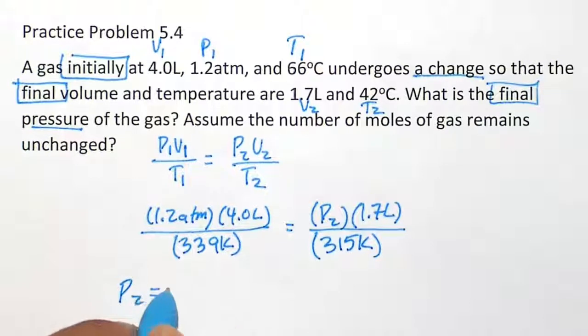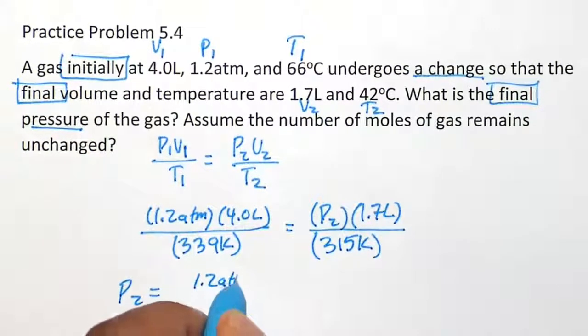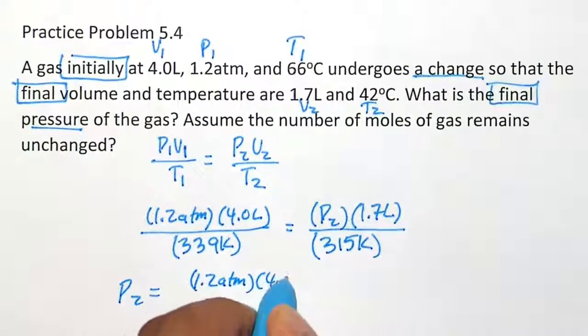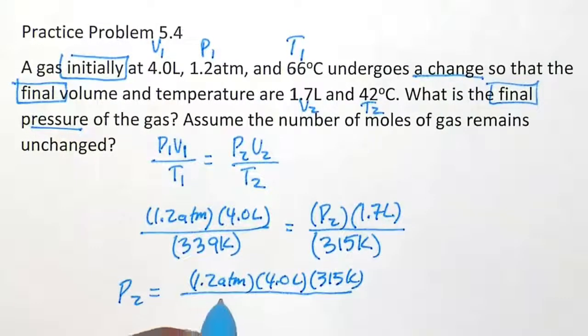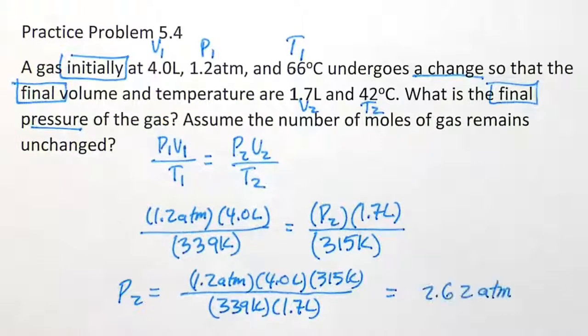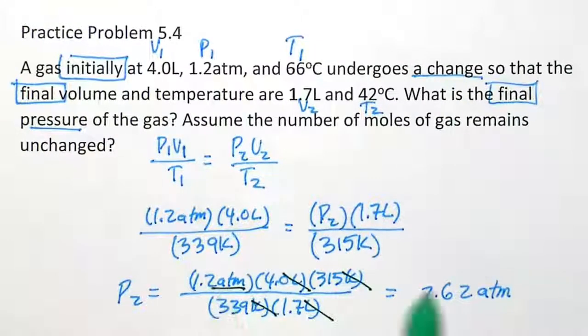So solving for P2, we get 1.2 atmospheres times 4 liters times 315 Kelvin divided by 339 Kelvin and 1.7 liters. This gives us an answer of our new pressure, which will be, notice the cancellation of units. Kelvin cancels out with Kelvin, liters cancel out with liters. We're left with atmospheres.